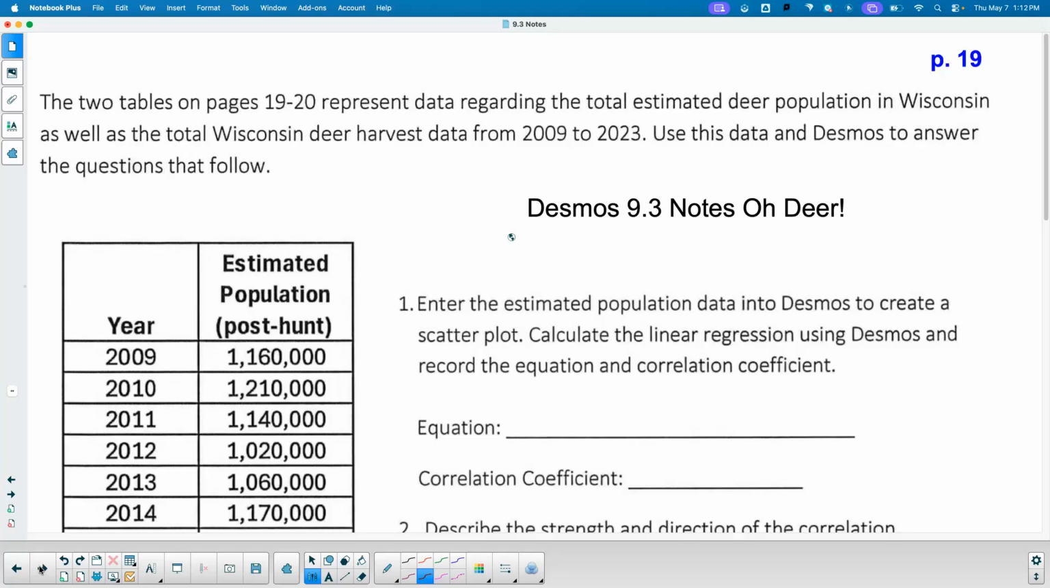Question number 1 says, enter the estimated population data into Desmos to create a scatter plot. Now, do we want to use 2009 as our X value, or do we want to use something different?